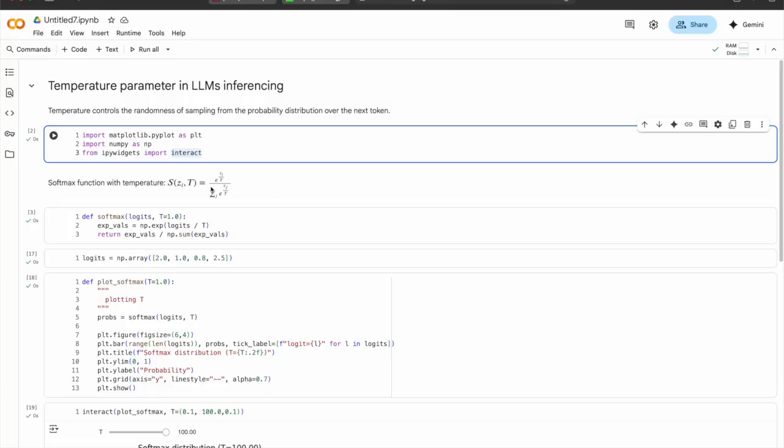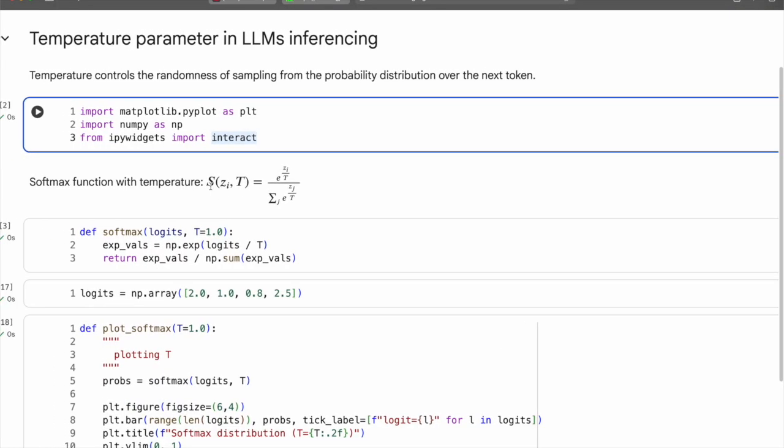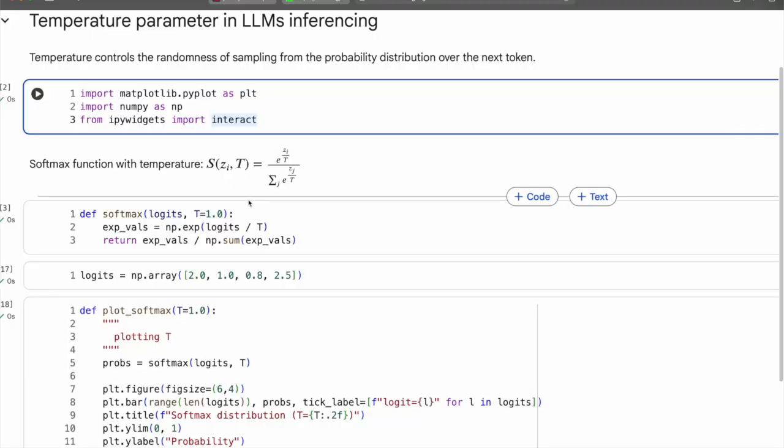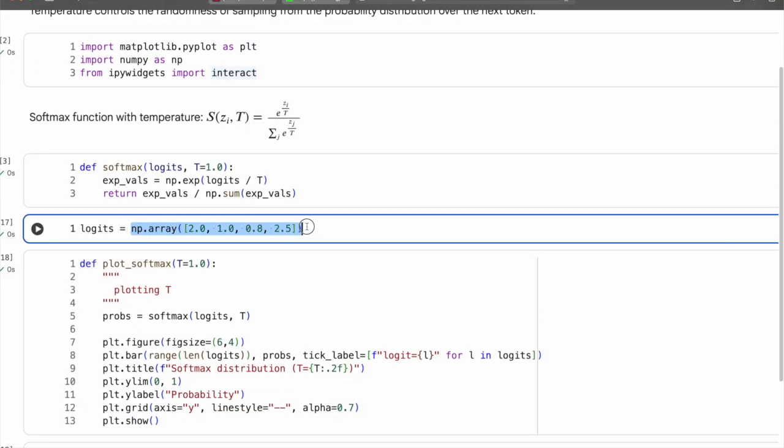This is the basic formula for the softmax distribution with the temperature parameter. Suppose this is the logits array predicted by the LLM: 2, 1, 0.8, 2.5. These are the weights, the logits, and now we have to convert them into a probability distribution. For that we use the softmax function.